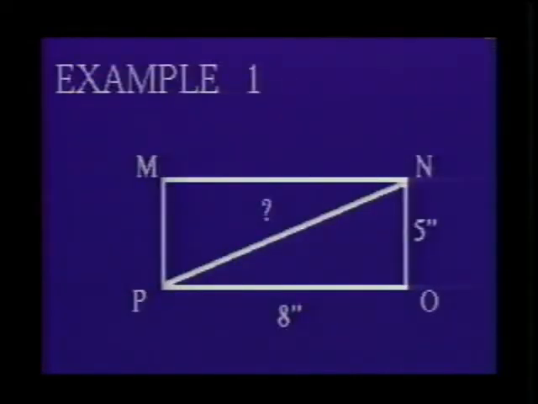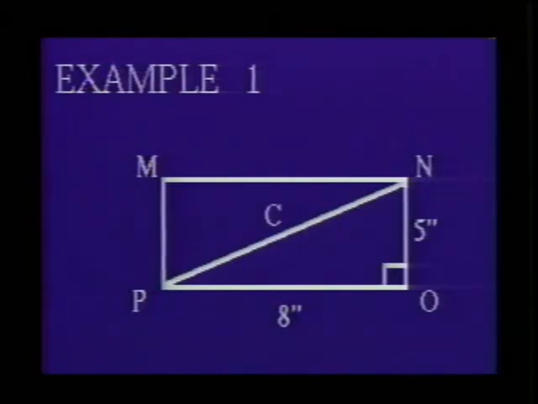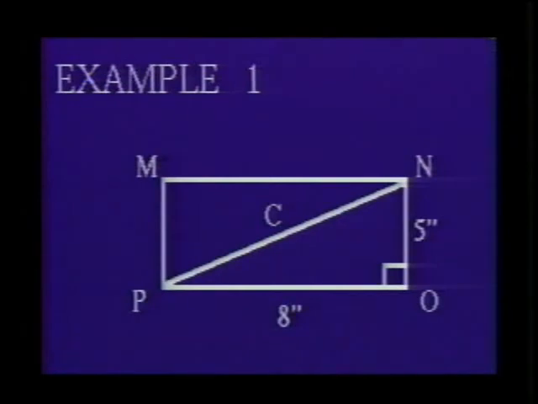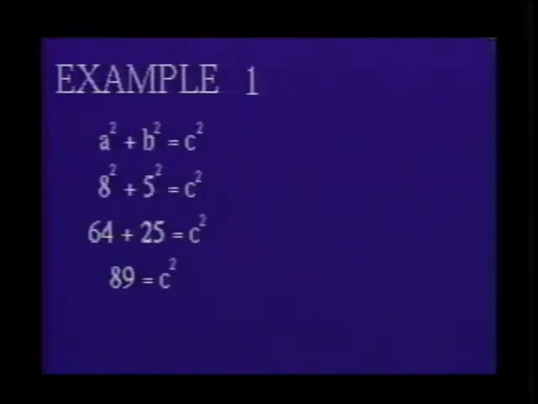Example 1. Given rectangle MNOP with the length of side ON equal to 5 inches and the length of side PO equal to 8 inches, find the length of a diagonal. Because the figure is a rectangle, we know that angle PON is a right angle. Therefore, we can use the Pythagorean theorem to calculate the length of the diagonal.